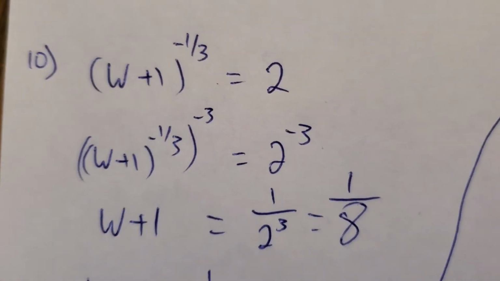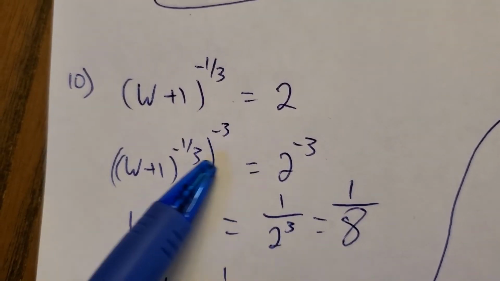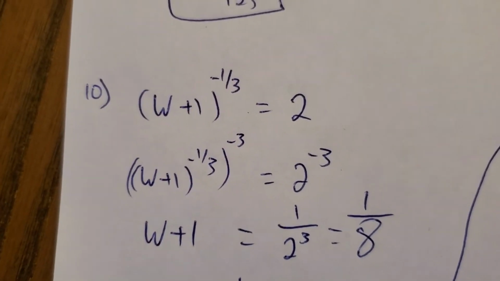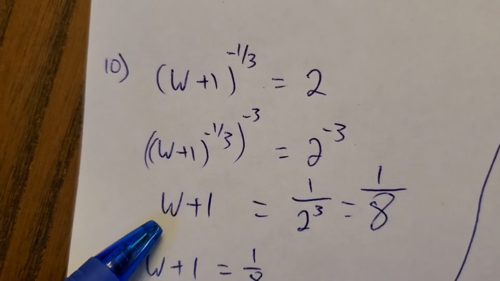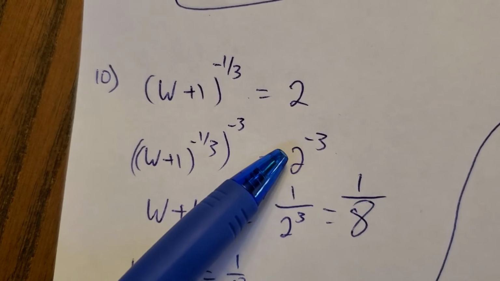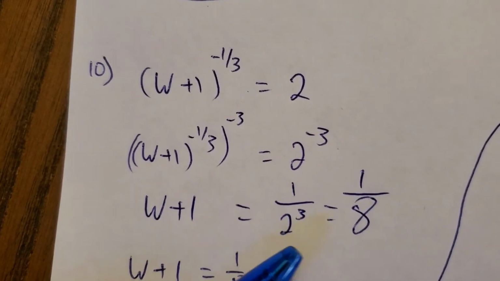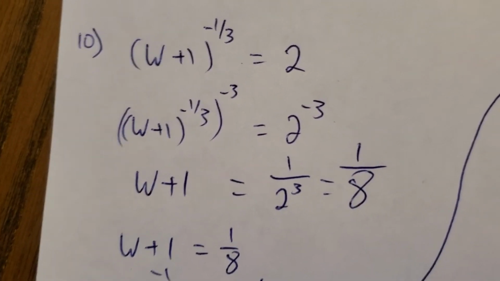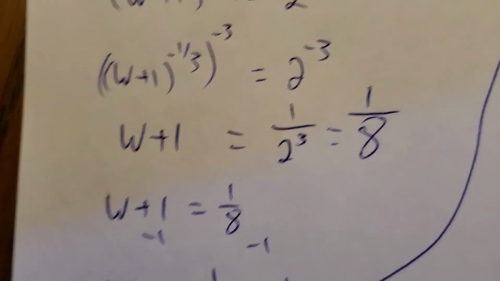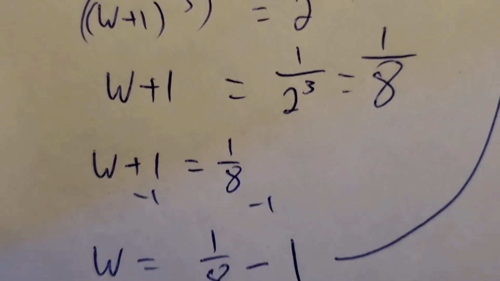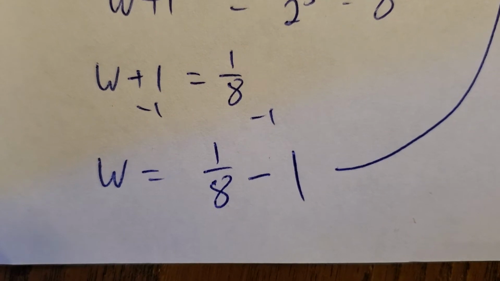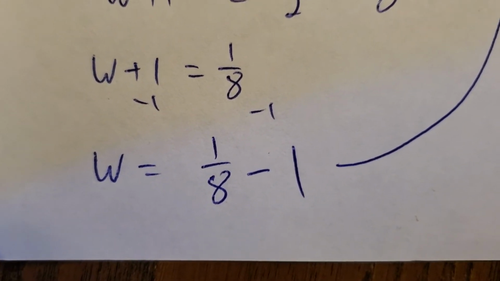We have a power raised to a power, so we multiply them, and since they are reciprocals, they wipe out, so we're left with just the w plus 1. 2 to the negative 3rd power is 1 over 2 to the positive 3rd, which is 1 over 8. So we get w plus 1 is equal to 1 over 8. So we subtract 1 from each side, and we get w is equal to 1/8 minus 1.